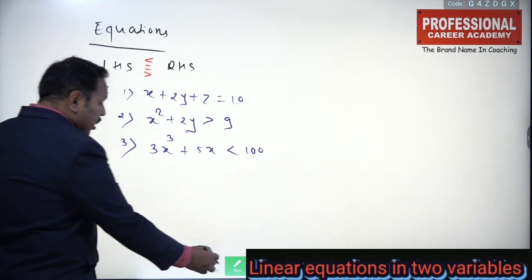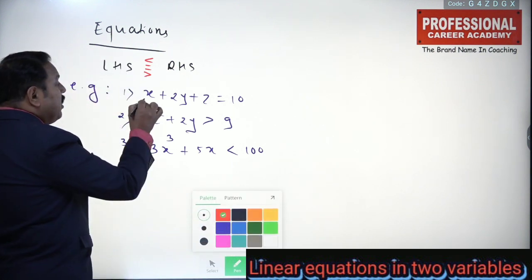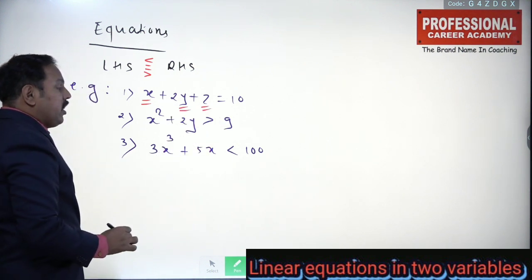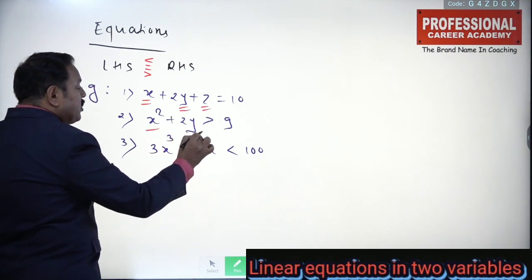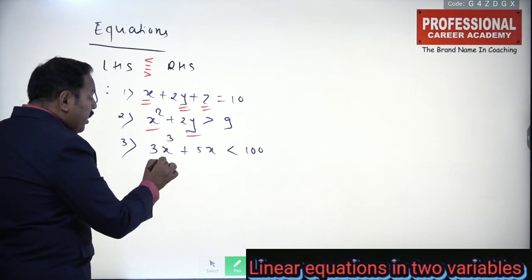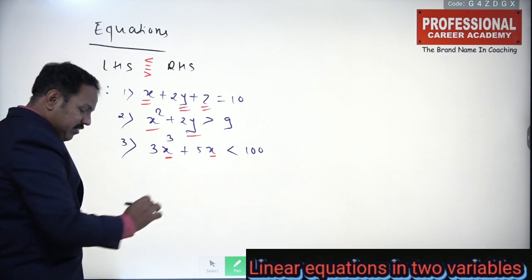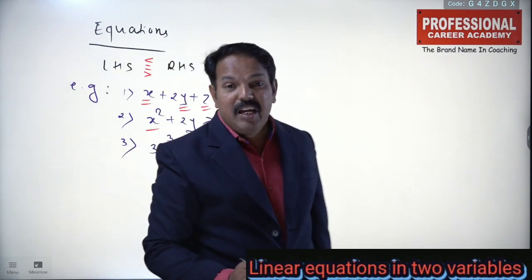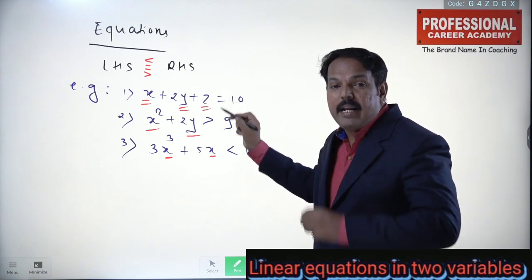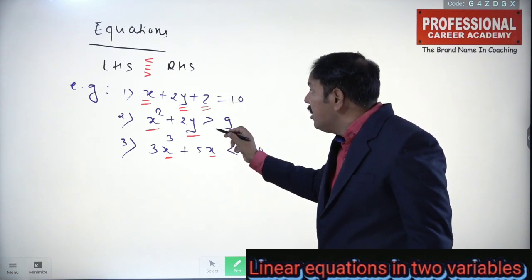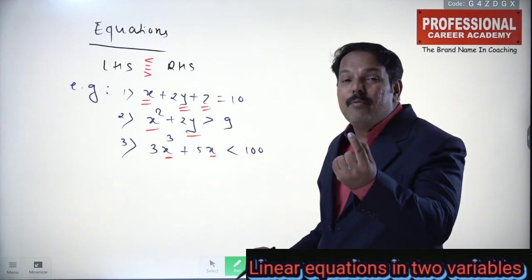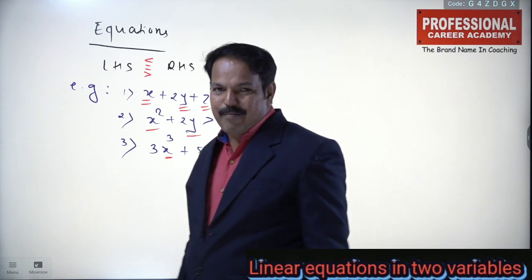Now look at this here. If we observe this here, there are how many variables? There are 3 variables x, y, z. Here there are how many variables? Only 2 variables x and y. Here there is only one variable x. Got it? We can say this is an equation with 3 variables. This is an equation with 2 variables. And this is an equation with only one variable. Only x is there. Got it?